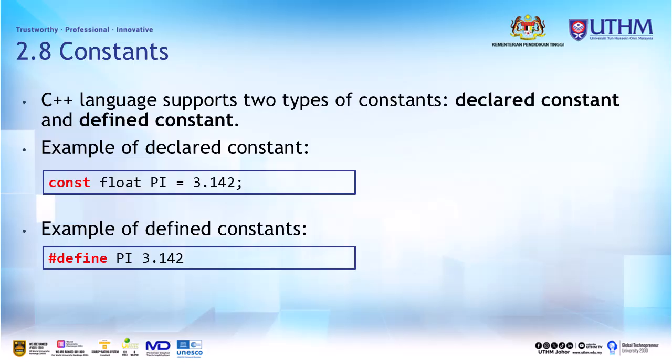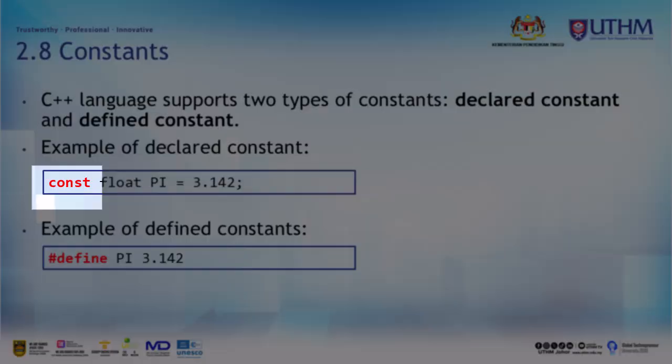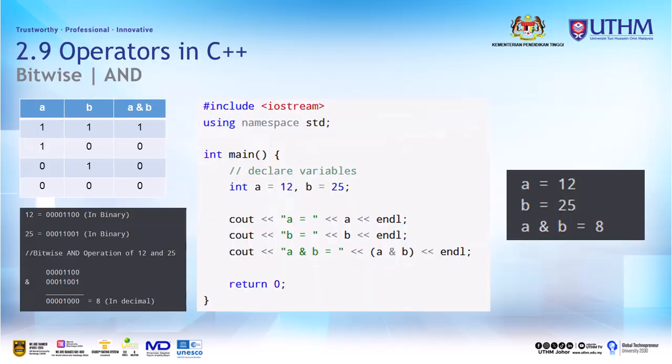Now, let us explore constants. There are 2 types: declared constants and defined constants. Can you differentiate between them based on the examples given in the slide? A declared constant needs the const keyword, whereas a defined constant needs the preprocessor directive.